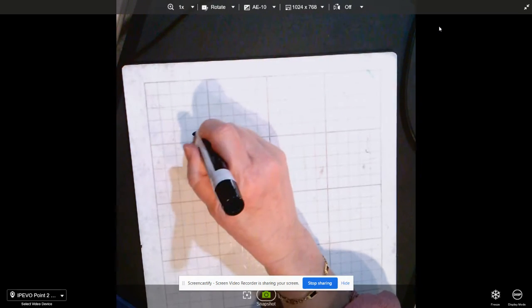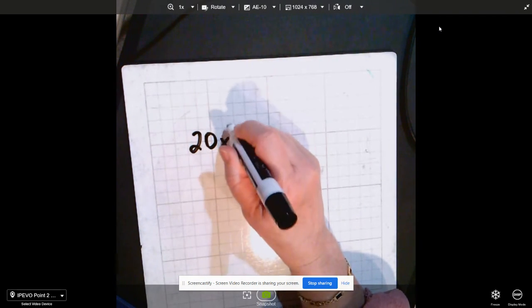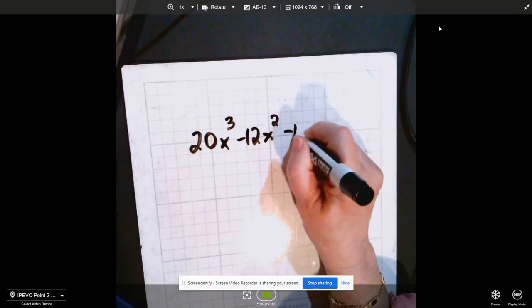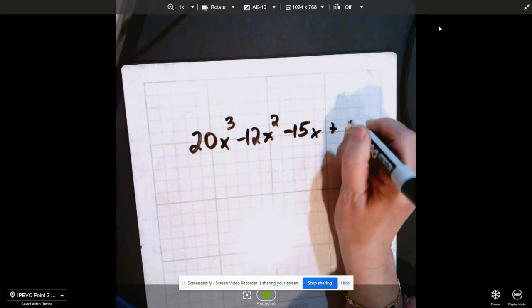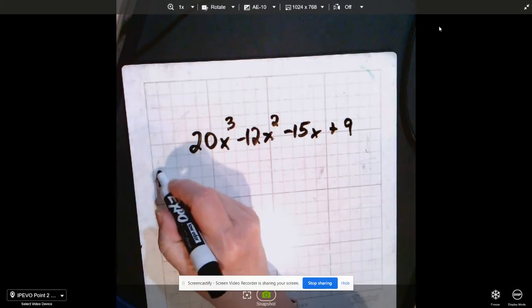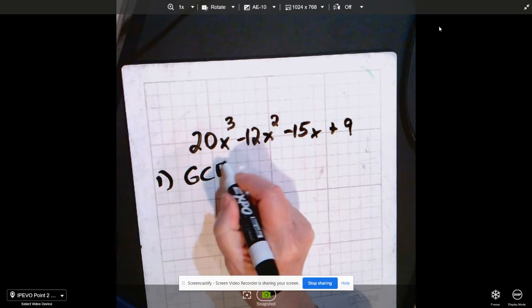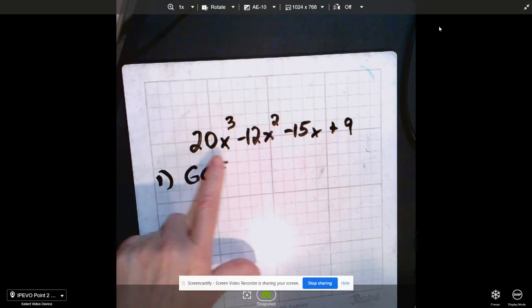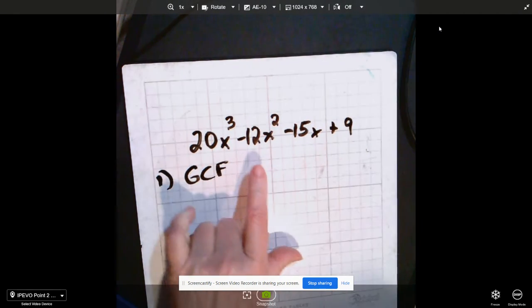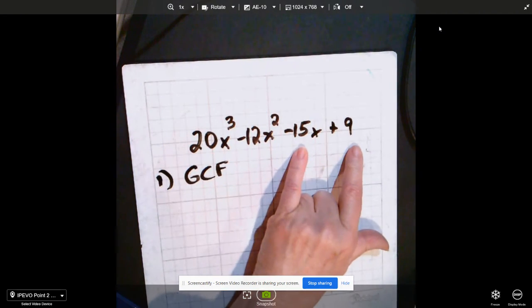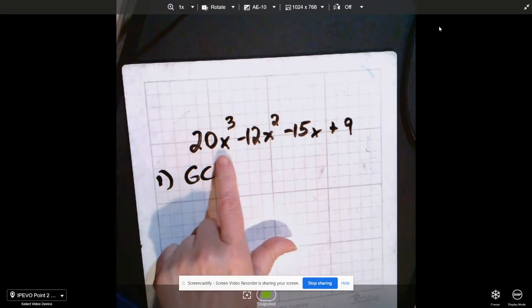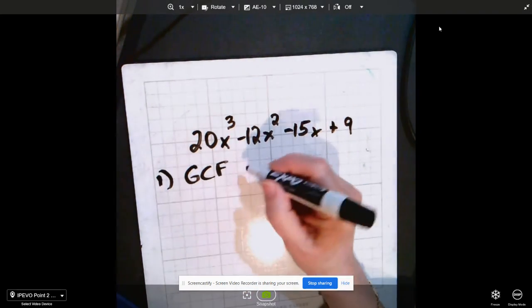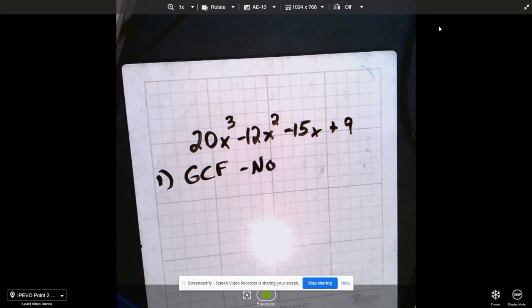So the first thing you do here is you have 20x to the 3rd minus 12x squared minus 15x plus 9. So the first step they always tell you to do is to look to see, is there a greatest common factor that you can take out of here? Well, let's look at the numbers, 20, 12, 15, and 9. Well, I could take a 2 out of them, but I can't take a 2 out of there, so that wouldn't work. And I don't have an x on the 9, so I can't take an x out. So in this case, there's no greatest common factor I can take out.